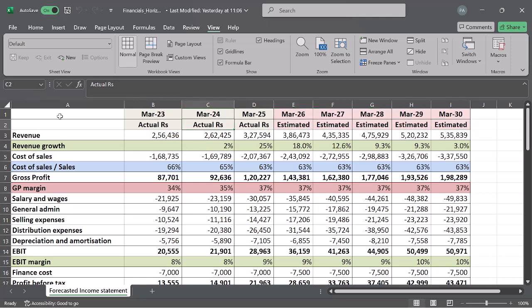First three columns are actuals, and then the next five columns are estimated. Okay, fine. So first we talk about revenue. What is the total revenue of the company?